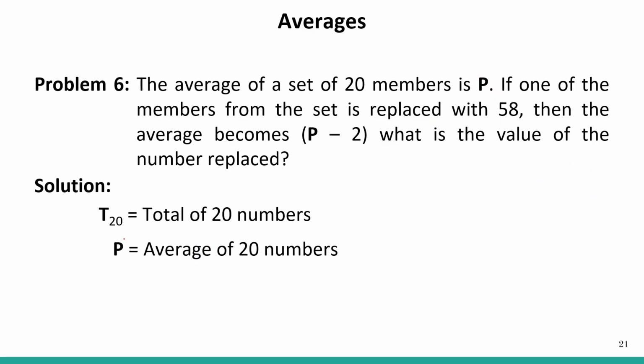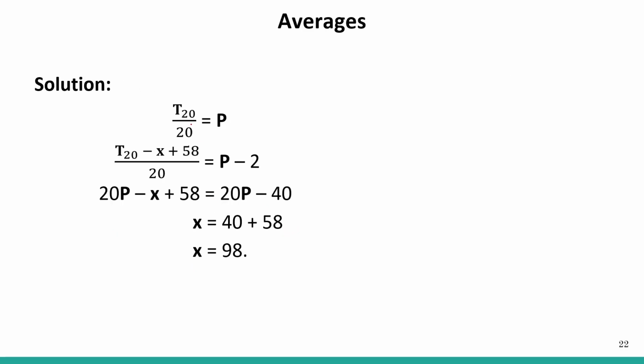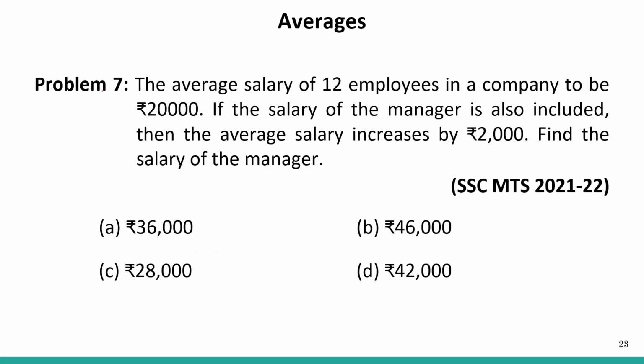So let's see. T20 is the total of 20 numbers and P is the average of 20 numbers. So T20 by 20 is equal to P. T20 minus x plus 58 by 20 is equal to P minus 2. So 20P minus x plus 58 is equal to 20P minus 40. So x is equal to 40 plus 58, so x is equal to 98. Okay, so let's see problem number 7.